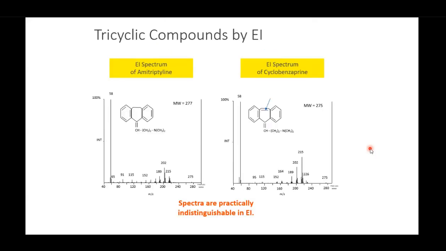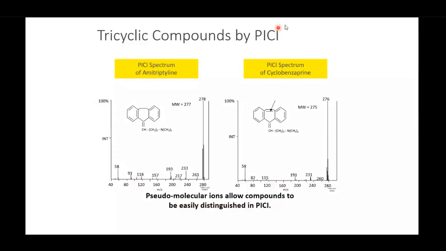Let us go into the example straight away. This is the EI spectrum of amitriptyline and cyclobenzaprine. Their molecular weights are 277 and 275 respectively, and there is no molecular ion seen. 277 is missing, 275 is missing in EI mode. But once you go to CI mode, positive ion chemical ionization mode, the molecular weight 277 shows as 278, proton added. So if you subtract one, you get the molecular weight.